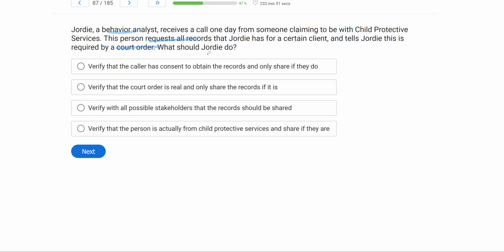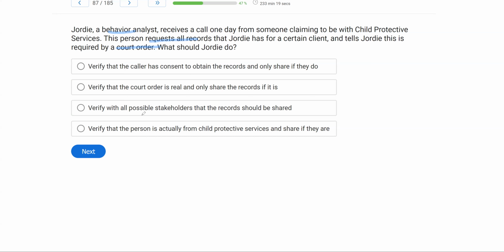What's the important part about this information? A, verify that the caller has consent to obtain the records and only share if they do. It's irrelevant if the caller has consent. Think about if this was a custody dispute between a mom and a dad. What if the mom gets consent and the dad doesn't? It's irrelevant because all that matters is that court order. B, verify that the court order is real and only share the records if it is. That's what we're concerned with. Is that court order real? If it is, Jordy has to share the records. He doesn't have a choice.